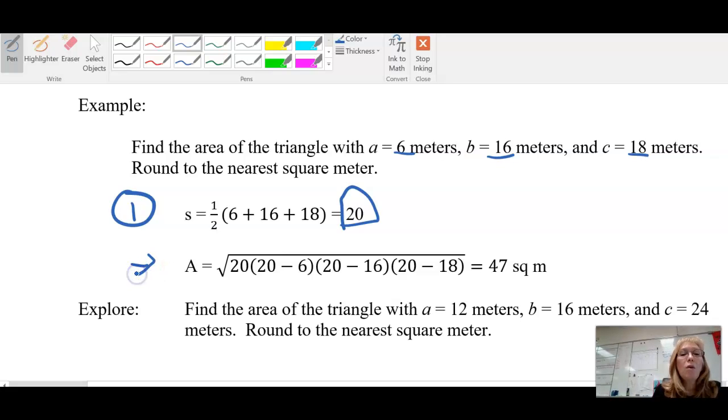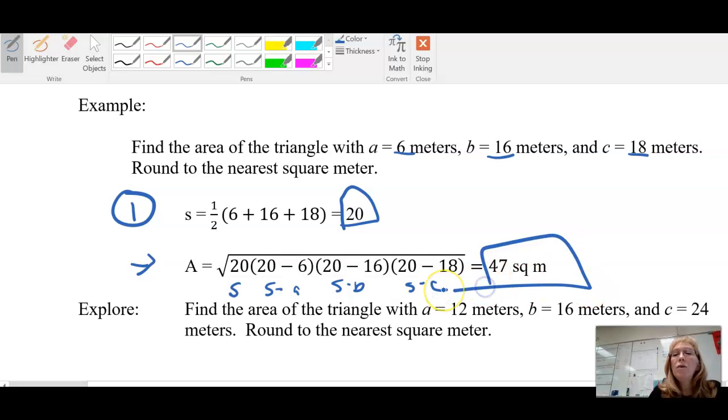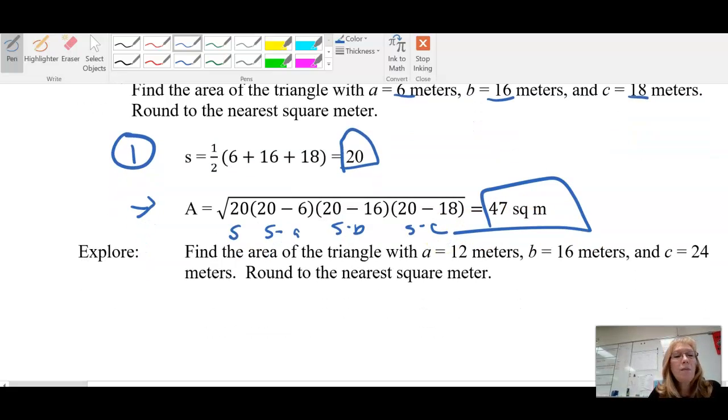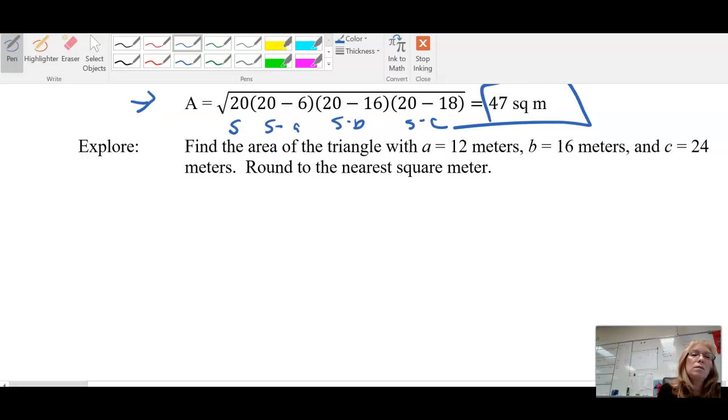Step 2, we plug it in the formula. So this is S. This is S minus A, S minus B, S minus C. Type it in your calculator. 47 square meters. Okay, pause and do yours.